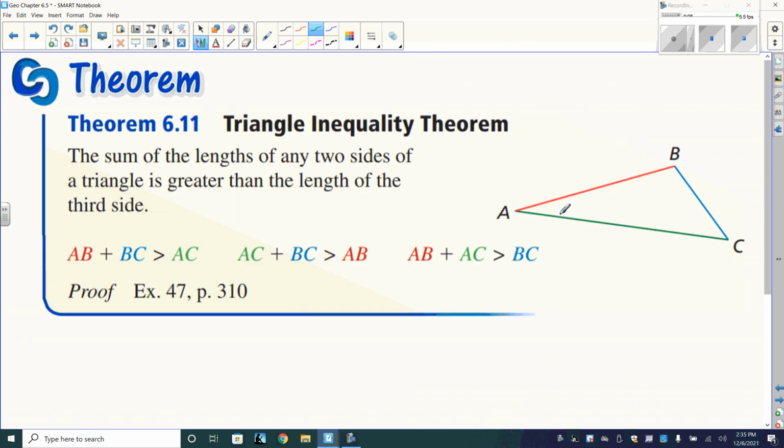Let's look at the last part of 6.5, which is the triangle inequality theorem. The triangle inequality theorem states that if we add any two side lengths of a triangle together, it will be bigger than the third side, whatever the third side length is. That will work for any combination of the three side lengths, because if that holds true, then it is a triangle. If they are equal or not greater than the third side length, then it's not a triangle.